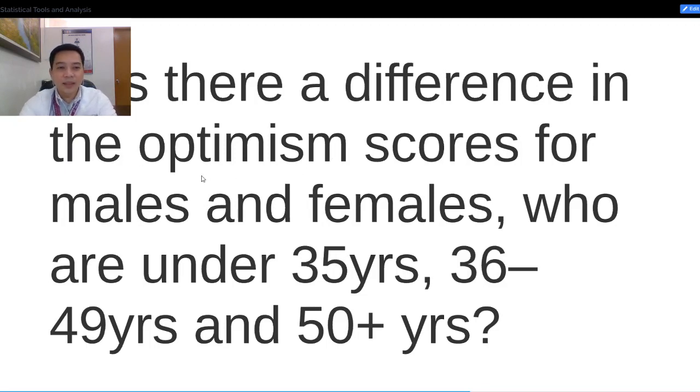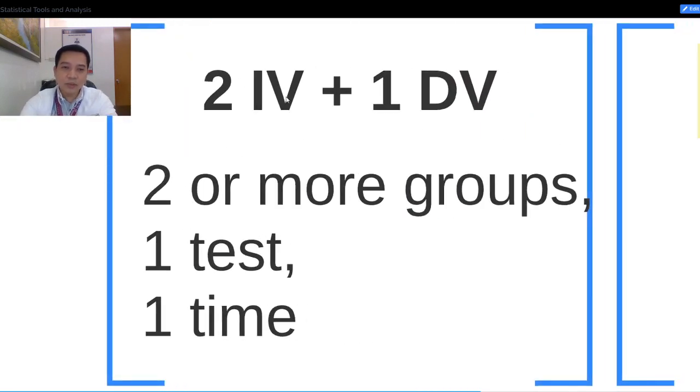When you say optimism, it came from the word optimum, or the best. When you say optimist, it means you're looking forward, or your paradigm or perspective is always of the best, for the best. So that's the test. And then how many times? That's the third question. There's no indicator here that says it was given several times, which means it's only given once. So when you analyze here, you have two independent variables, gender and age, and the dependent variable on optimism. So there are two or more groups, one test and one time.